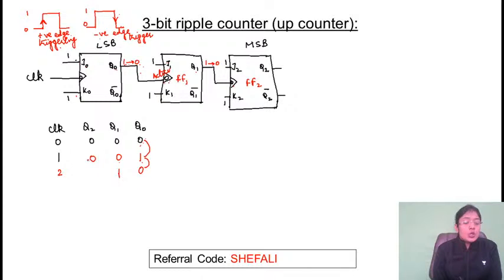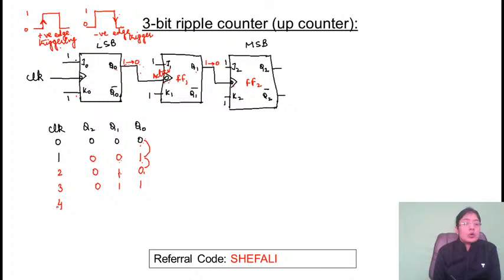Q2 की output change होगी. Here the change is 0 to 1. So flip-flop 2 will be inactive. So it remains the same. 0, 1, 0. Next cycle में what will be the output? Q naught will change. This is a positive change, 0 to 1. So it will not change. It's because it's 0 to 1. So this remains inactive. Inactive means it will be returning the previous output. Now here the change is 1 to 1. So this will be inactive.